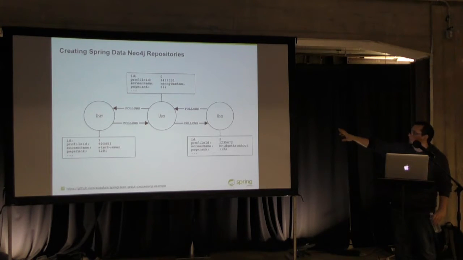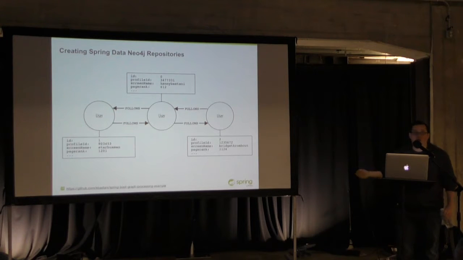We have our users who follow other users. We can see that I'm in the middle here, and we can see the properties attached to that vertex. I have a profile ID, which is pulled in from Twitter, so that's a unique profile ID. We also have an internal vertex ID that Neo4j uses, so you can see that I am ID 0. And then we have our PageRank value. This is the same for all users that are imported.